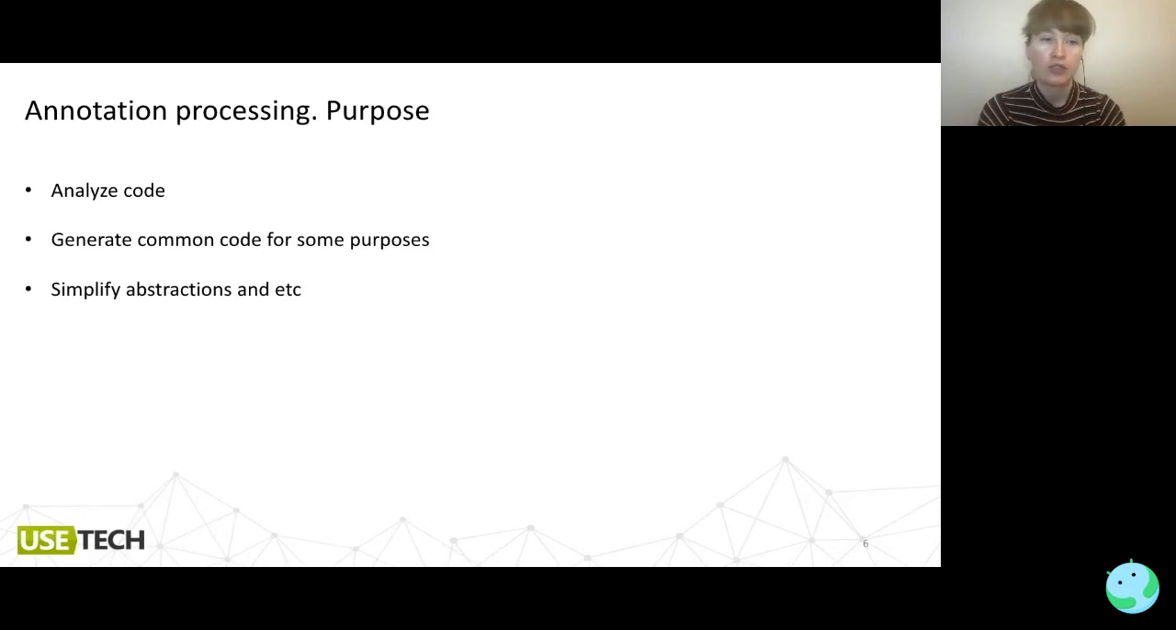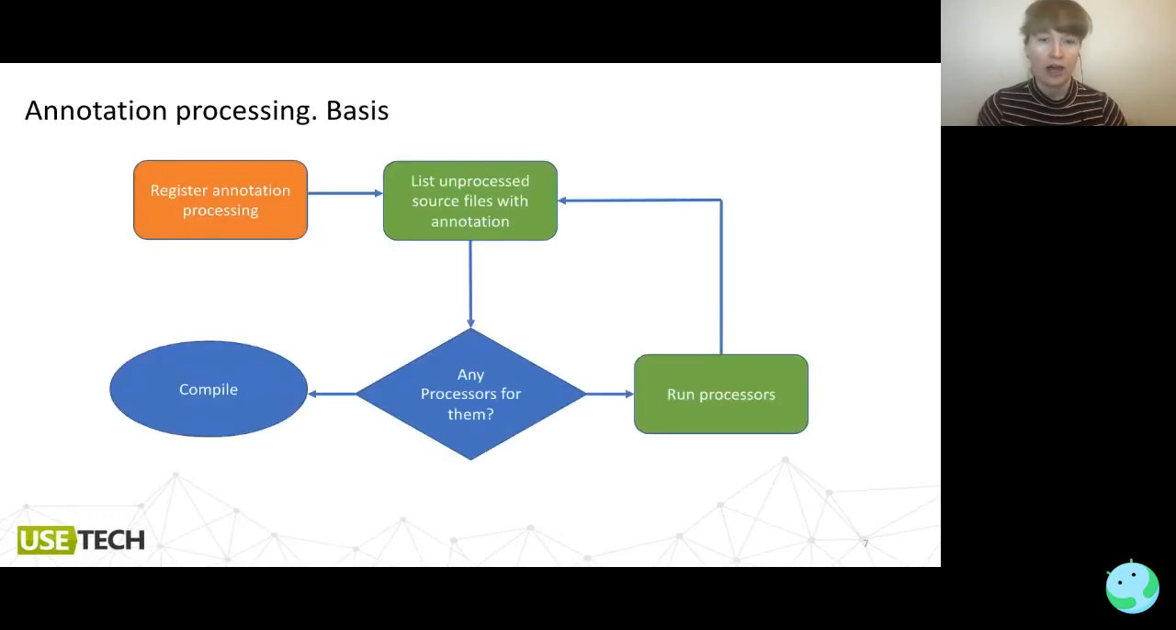Another purpose is to generate code. We can easily generate common code for really different purposes, and it is one way to simplify many abstractions in our code and to prevent us from writing all this code by ourselves. How does it work?